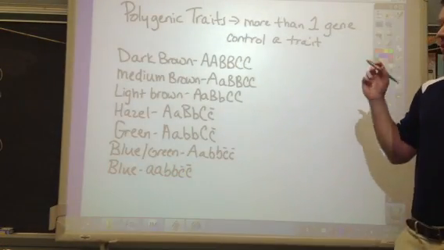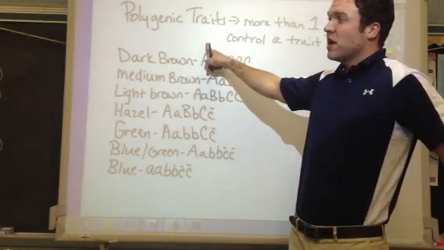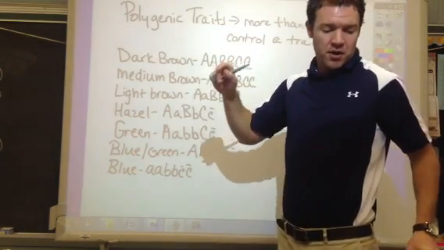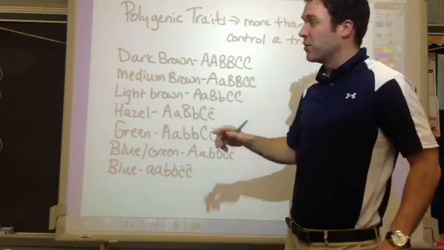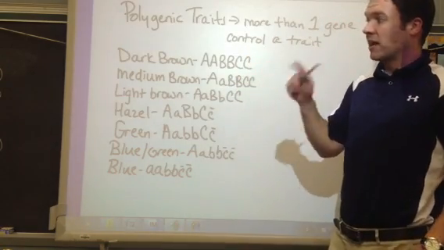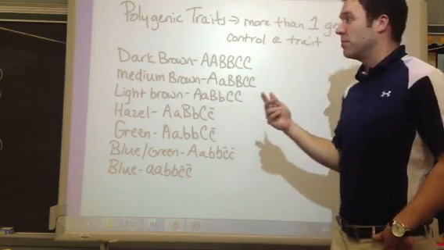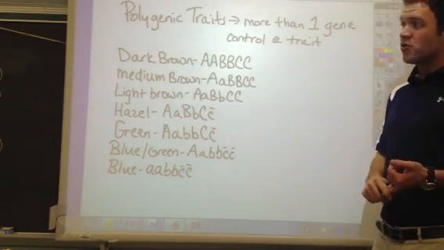Alright, so today, two topics we're going to cover, the first one being polygenic traits. For those people that have done the lab where you made the offspring, you came across polygenic traits when you were talking about eye color, hair color, and skin color. Polygenic traits is defined as any trait that's going to be controlled by more than one gene.